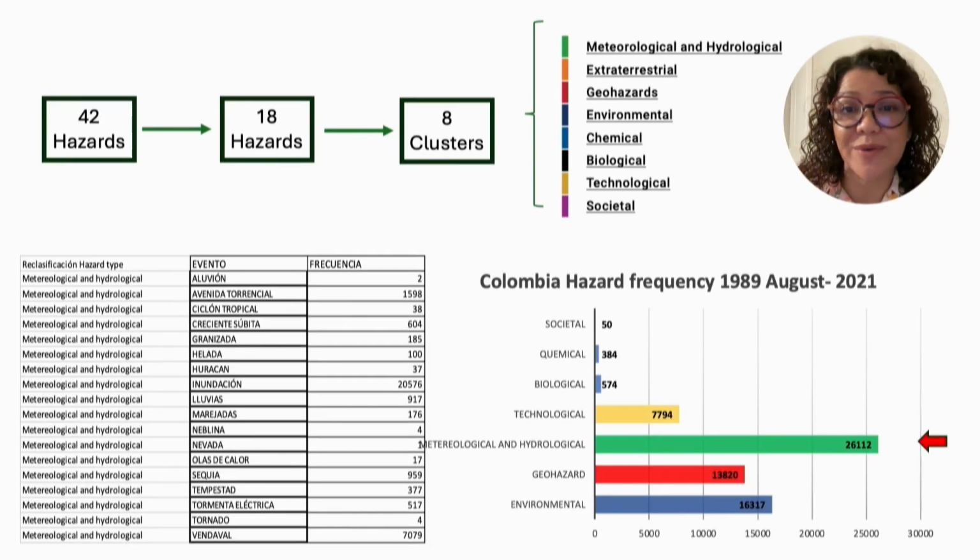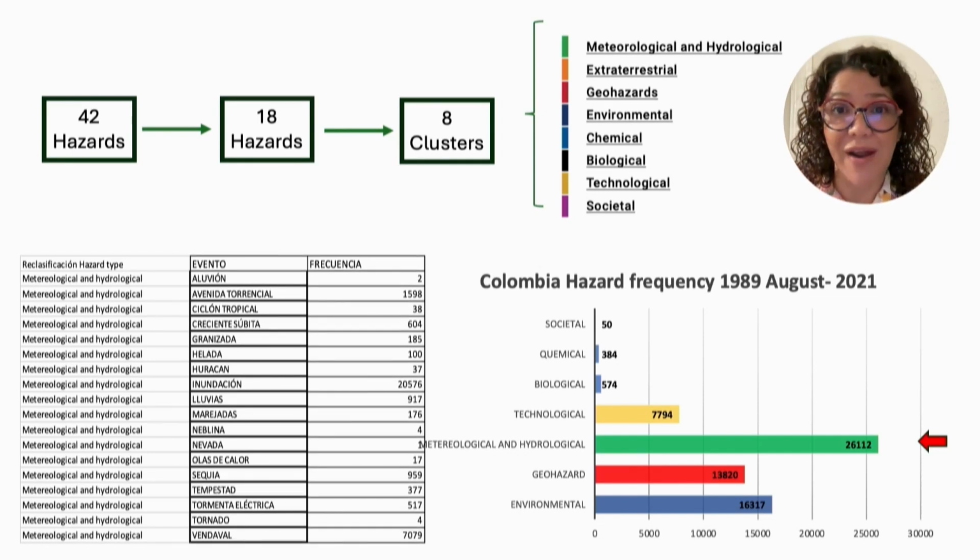Some of the general results when I cleaned the data and worked with this dataset is that I found 42 hazards, each one with minimal description and comments about the configuration of the hazard. However, I consolidated them into 18 different types of hazard, and then I integrated them into 8 clusters following the hazard information profile framework. Meteorological and hydrological hazards account for the majority of reported incidents and emergencies in Colombia.